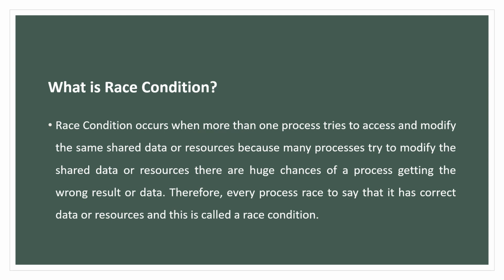Next topic is: what is a race condition? A race condition occurs when more than one process tries to access and modify the same shared data or resources. Because many processes try to modify the shared data or resources, there is a chance of a process getting a wrong result or data. Therefore, this is called a race condition.